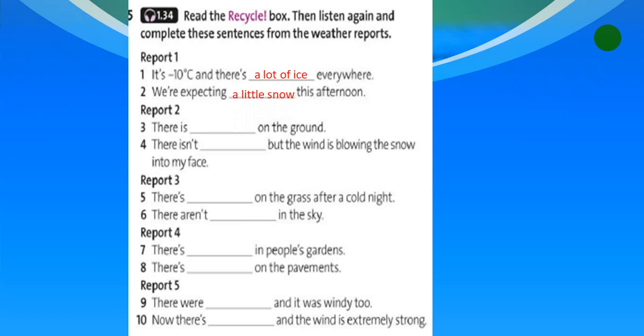2. There is some snow on the ground, and already it's impossible to see more than a few meters ahead. There isn't any fog, but the wind is blowing the snow into my face. It's difficult just to open my eyes. It's very cold, it's very windy, and this reporter is very glad to be going inside now.